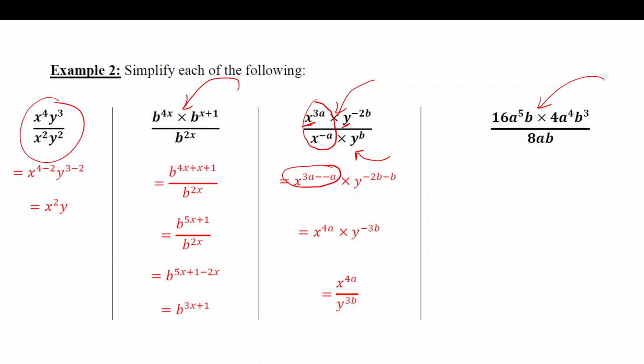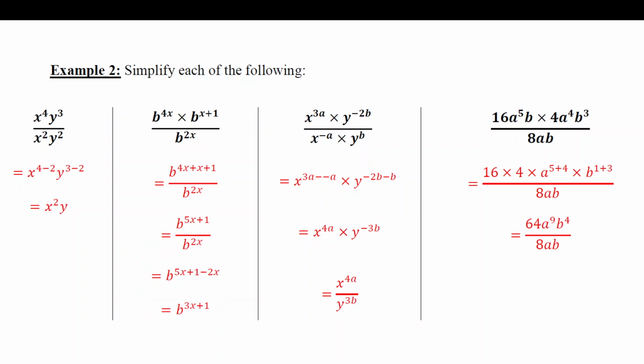Okay, now we'll definitely use index law 1 because we have common a's, common b's, and common numbers. So 16 and 4 goes first. The a's added together, 5 plus 4. The b's added together, 1 plus 3. And at the bottom, 8ab. So let's simplify the top part, which gives us 64, a9, b4, all over 8ab.